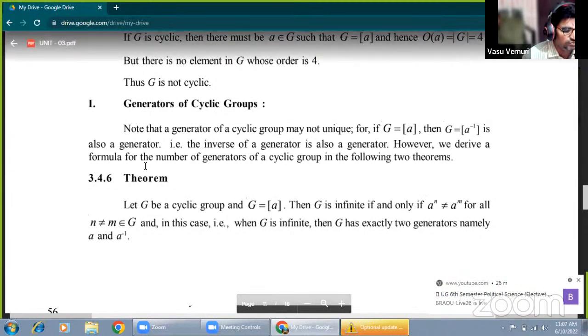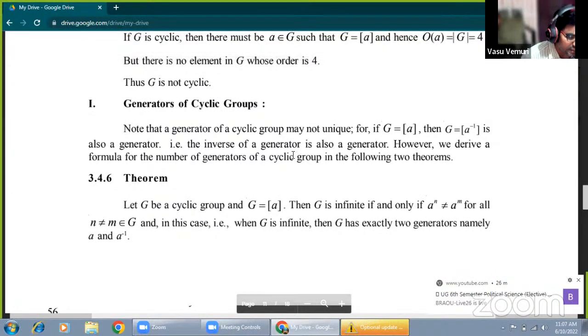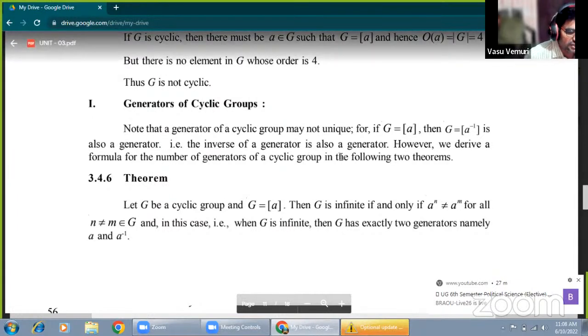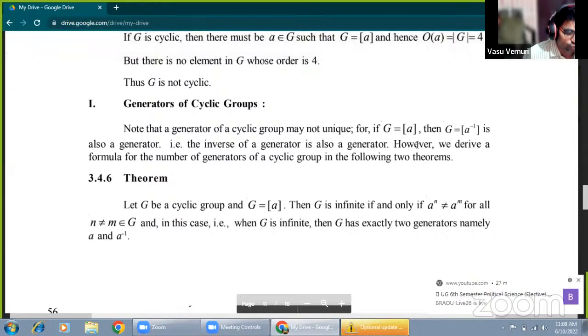Very important. In the examination, fill in the blanks: the inverse of a generator in a cyclic group is dash. Options: generator, group, abelian, cyclic group. So you must mention the generator. Generator is the answer. Choose your answer. Now, the number of generators of a cyclic group.